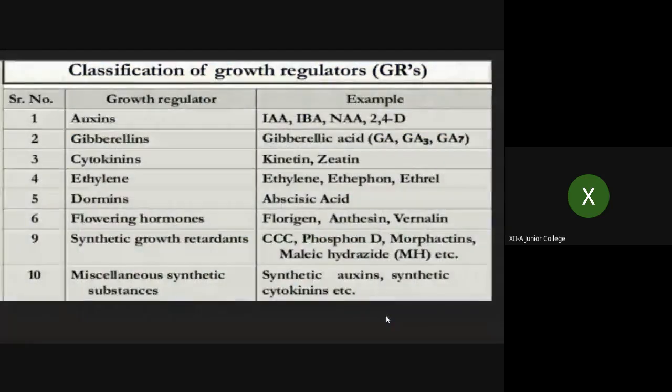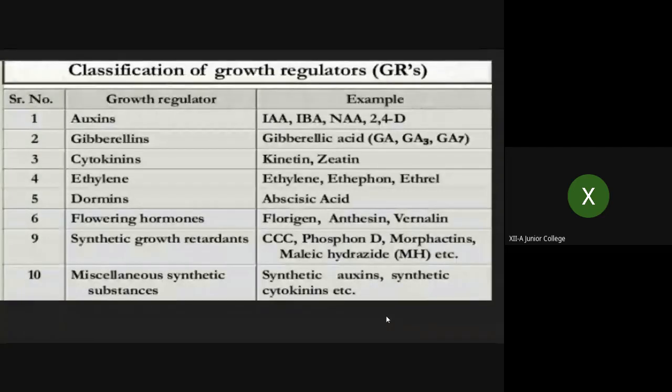Now, these are some of the examples for each type of growth hormones. So classification of these growth regulators has different categories, but we are going to discuss only up to 5 because only up to that it is included in the syllabus. So first is auxins. The examples are IAA, that means indole acetic acid, IBA, indole butyric acid, naphthalene acetic acid, 2,4-D, and then gibberellins. Second is gibberellin. There are different types of gibberellic acids, GA1, GA2, GA3, GA7, like that.